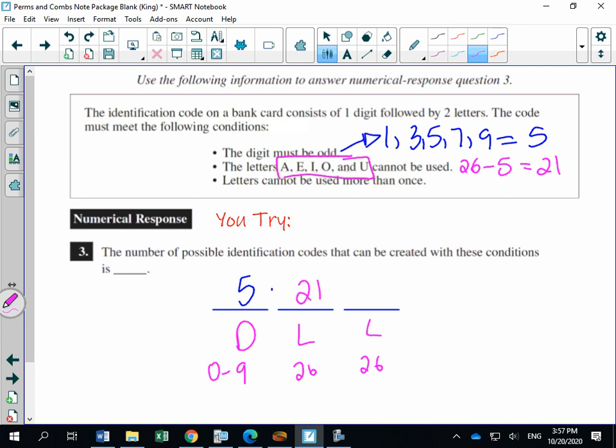And then the third thing they're going to say to us is letters cannot be used more than once. If I could use a letter more than once, I would have 21 times 21. But because I can't use a letter more than once, I have 21 letters available for the first stage, and I would have 20 available letters for my last stage. So using all my restrictions, putting in all my choices, and then multiplying them together, I would have 5 times 21 times 20, which is 2,100.